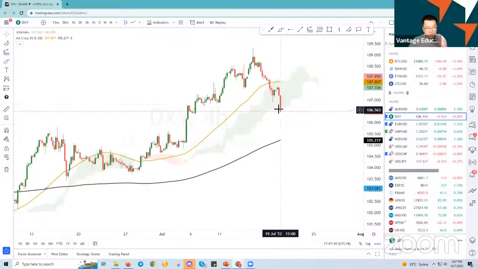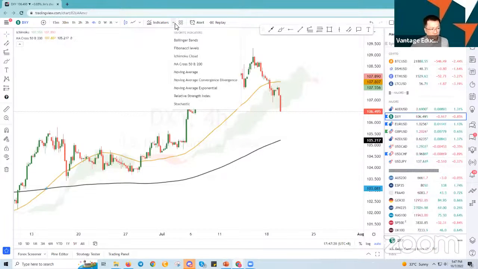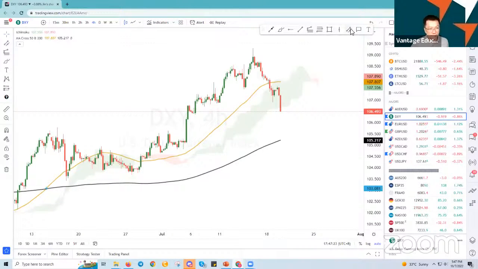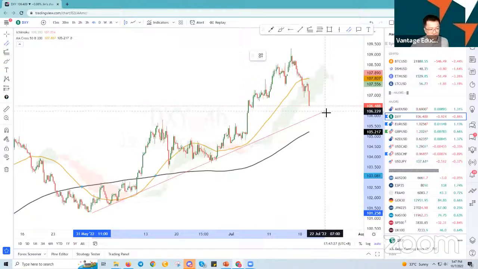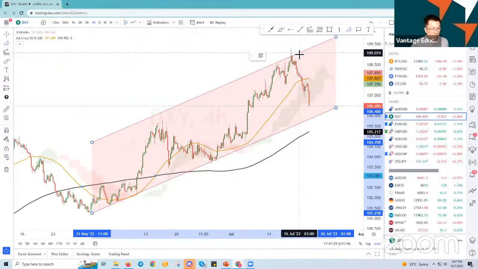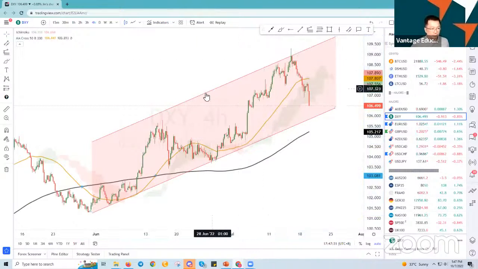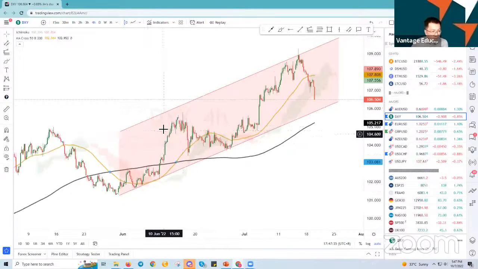Right? And now as it breaks out of that cloud, we're possibly going to see the dollar index track lower some more. So now if I add in the channel, zoom out, consider those points there and there. You can see that as it came close, it hit that.